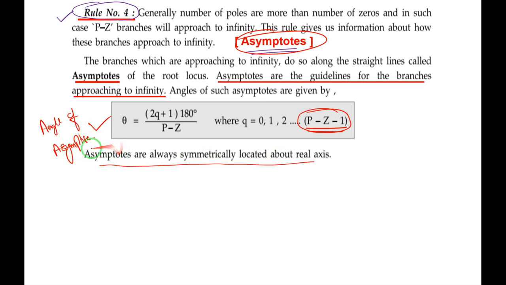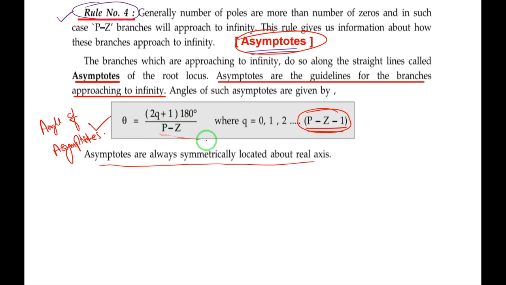What are asymptotes? Asymptotes are the guidelines for the branches which are moving towards infinity. And how to calculate the angle of asymptotes? Theta is equal to (2q plus 1) times 180 degrees divided by p minus z. P minus z gives you the number of branches which are moving towards infinity.